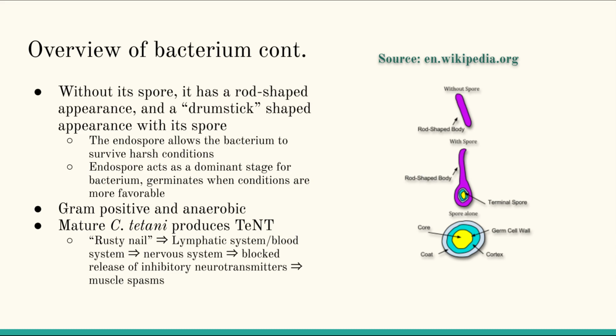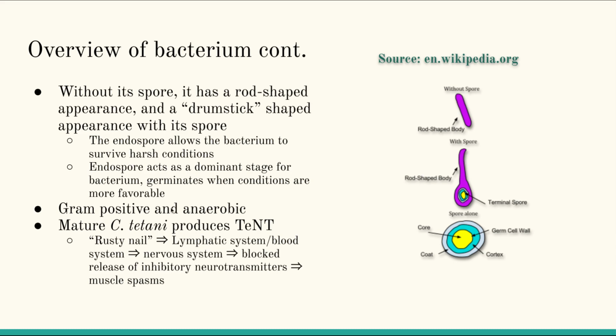So, oftentimes, when a person contracts tetanus, they initially contract a tetani bacterium in its spore form, and the spore germinates in the body because the conditions are much more favorable there. And here we have the graphic. You see the tetani bacteria without its spore, and it exhibits that classic rod shape. And with its spore, we see more of a drumstick shape because we have this terminal spore at its terminal end. So the tetani bacteria is gram-positive, and it is anaerobic, preferring environments with little to no oxygen, such as the ground, dirt, or even in our body.